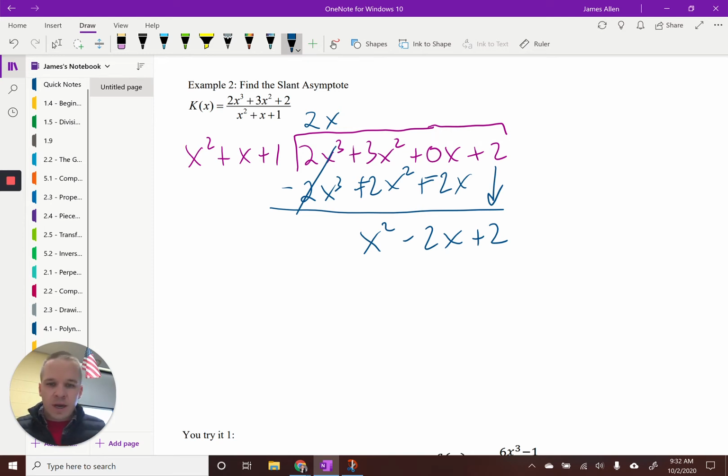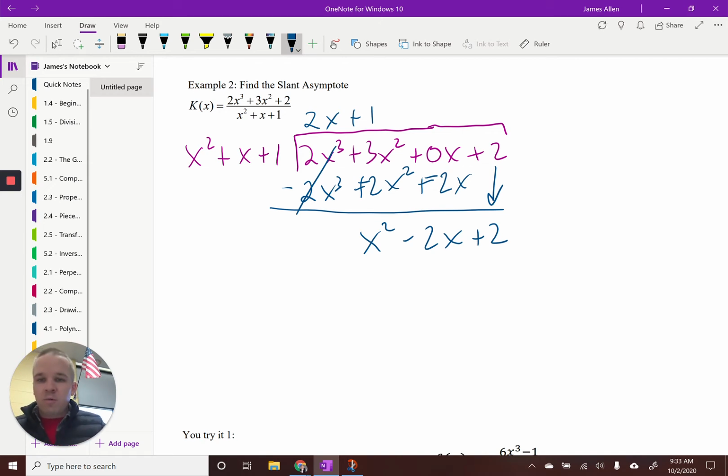And now I'm going to do it all over again, except now I'm focusing on this and this guy right here. So x squared, I'm going to get 1, right? 1 times x squared gives me x squared, or x squared divided by x squared gives me 1. Either way you like to think about it is cool.